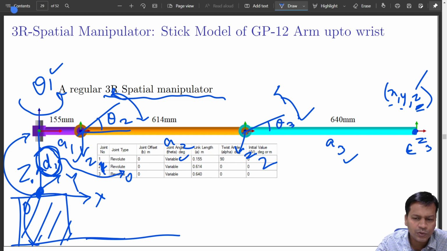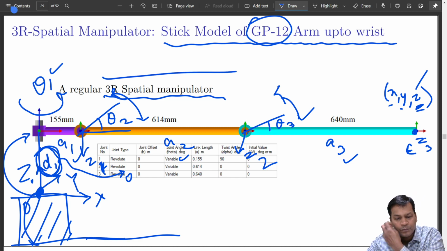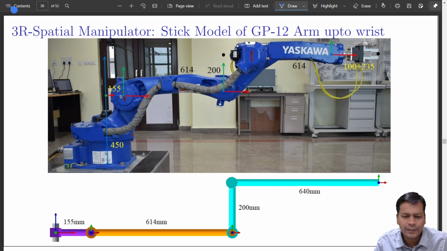So you have dealt already with this stick model of the GP12 arm up to the wrist. But this is not the GP12, I tell you, this is a standard 3R spatial manipulator. So let us see how the first 3 axes of a spatial manipulator like the GP12 look. It is not like this. So how does it look like? It is effectively like this.